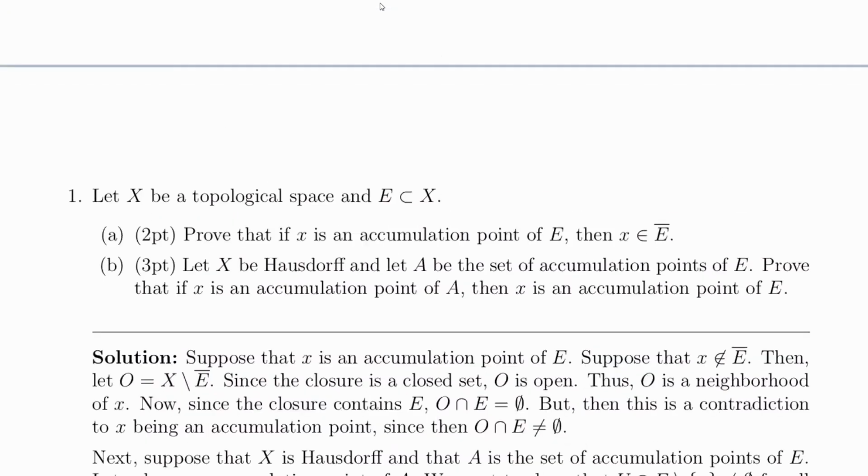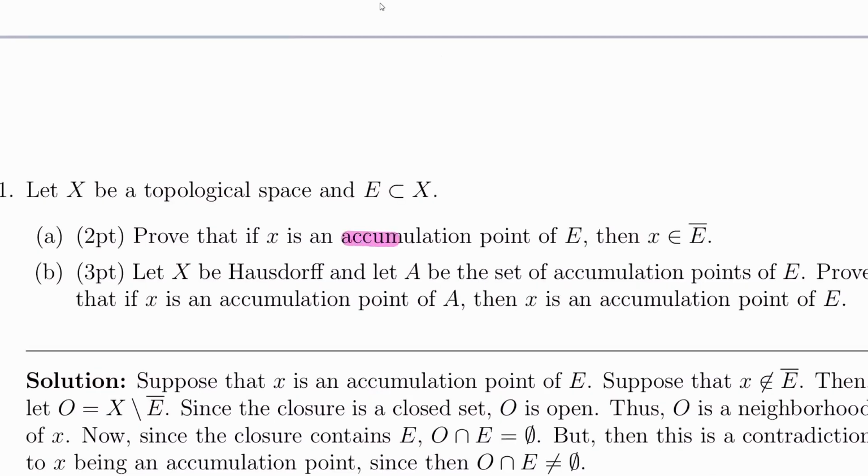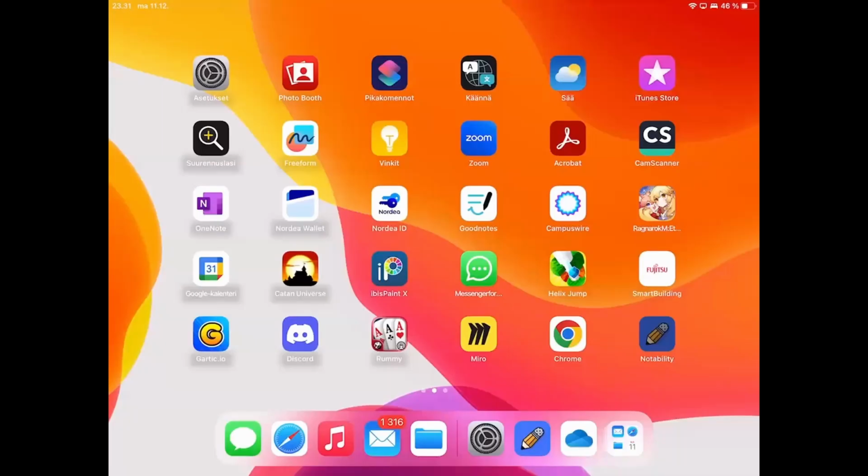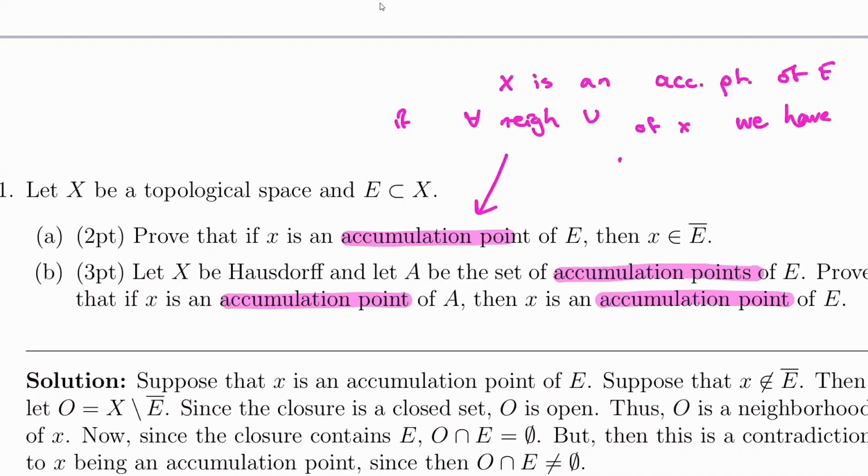And I will highlight some things that I think are important. So when you're on the exam and you see a problem, the first thing you should do is to highlight the important words. Highlight them for yourself. In the first problem, the important word is accumulation point. What you should do is recall the definition of accumulation point. So x is an accumulation point of E if for all neighborhoods U of x, we have U intersected with E, take away the single point x, is not empty.